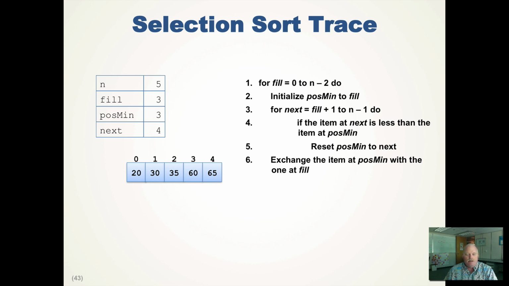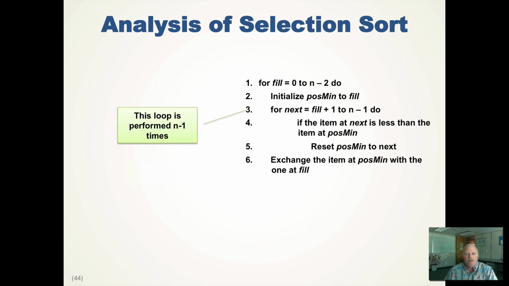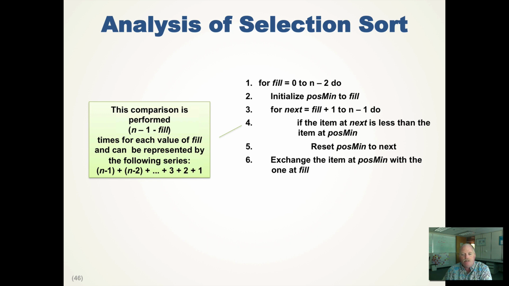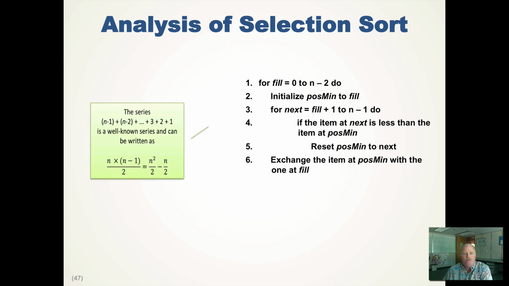So what is the performance of this type of sort? The inner loop is executed n-1 times. There are n-1 exchanges, so each time we have to find the right item and put it in the right position, and once we get to n-1, the last item is in the right place. So the comparisons of checking next to min are done n-1 minus fill times, and that can be represented as the series n-1 plus n-2 plus all the way to 1. And this series can be represented as n squared over 2 minus n over 2.